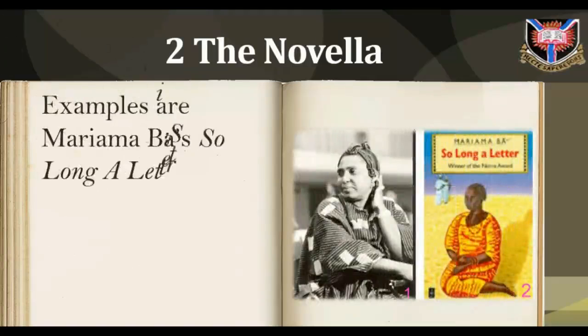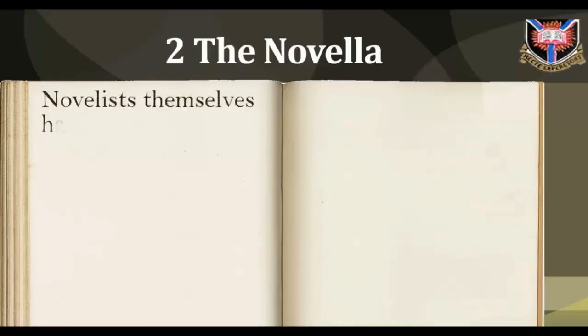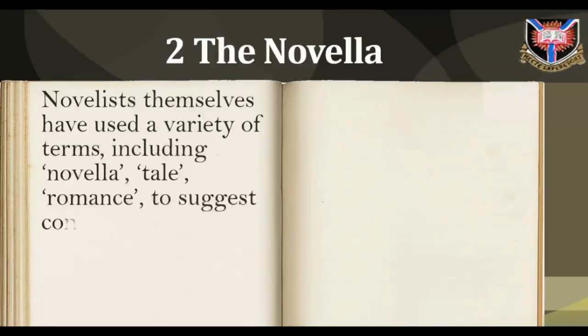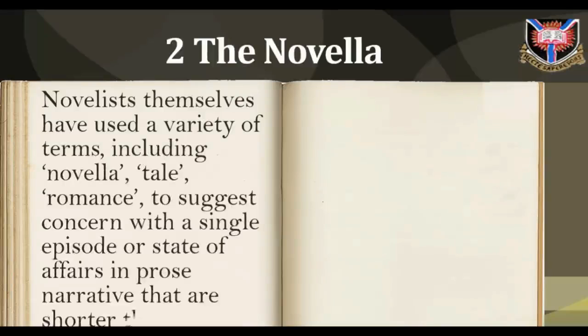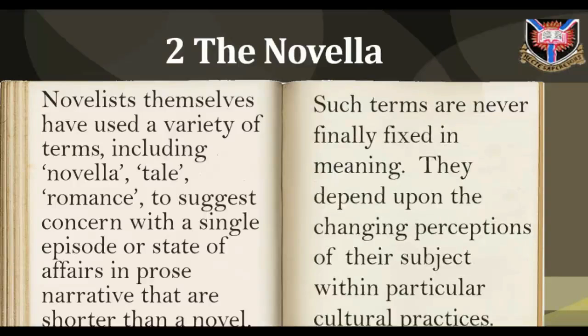Examples are Mariama Bâ's So Long a Letter, Stillborn by Zaynab Alkali, and Heart of Darkness by Joseph Conrad. Another example of the novella is the 100 stories about relations between the sexes collected in Boccaccio's Decameron. Novelists themselves have used a variety of terms, including novella, tale, romance, to suggest concern with a single episode or state of affairs in prose narrative that are shorter than a novel. Such terms are never finally fixed in meaning. They depend upon the changing perceptions of their subject within particular cultural practices.